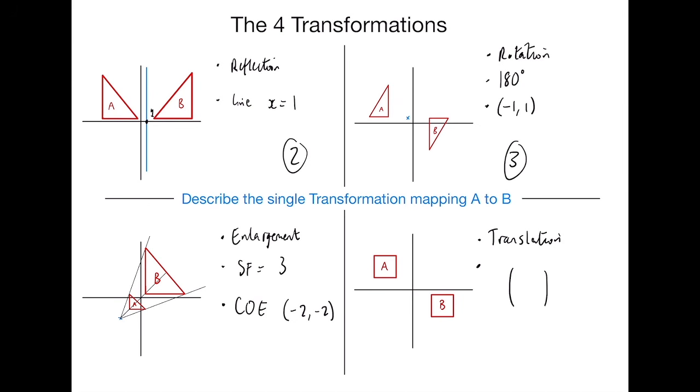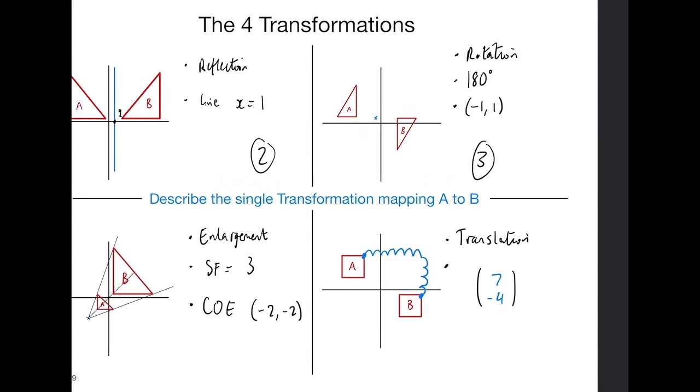So what we would do here is we would pick a point on the square in this case, and we would count how many spaces it has moved to get from one to the other. So let's say that is about 7 to the right, and 1, 2, 3, 4 down. So that would be 7 minus 4.